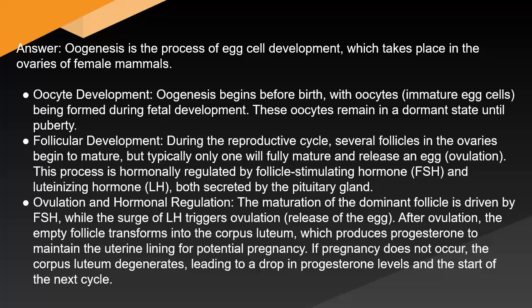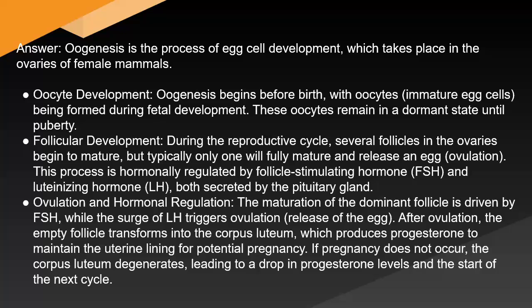Follicular development. During the reproductive cycle, several follicles in the ovaries begin to mature, but typically only one will fully mature and release an egg. Ovulation. This process is hormonally regulated by follicle-stimulating hormone, FSH, and luteinizing hormone, LH, both secreted by the pituitary gland. Ovulation and hormonal regulation. The maturation of the dominant follicle is driven by FSH, while the surge of LH triggers ovulation, release of the egg.